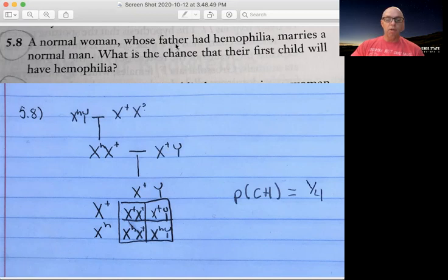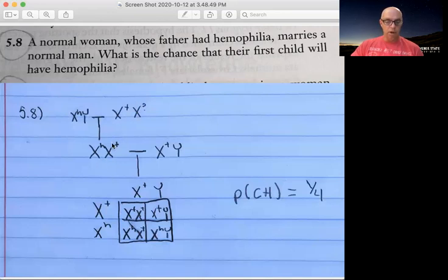Then go to this middle part, whose father had hemophilia. Since this female's father had hemophilia, she would have had to inherit the hemophilia allele from her father, because this would have been the father's genotype. That X with the hemophilia allele had to have been passed down to the daughter. A wild type allele had to be passed down from the mother. We don't necessarily know what the other allele of the mother is on her second X chromosome, but that's not important.